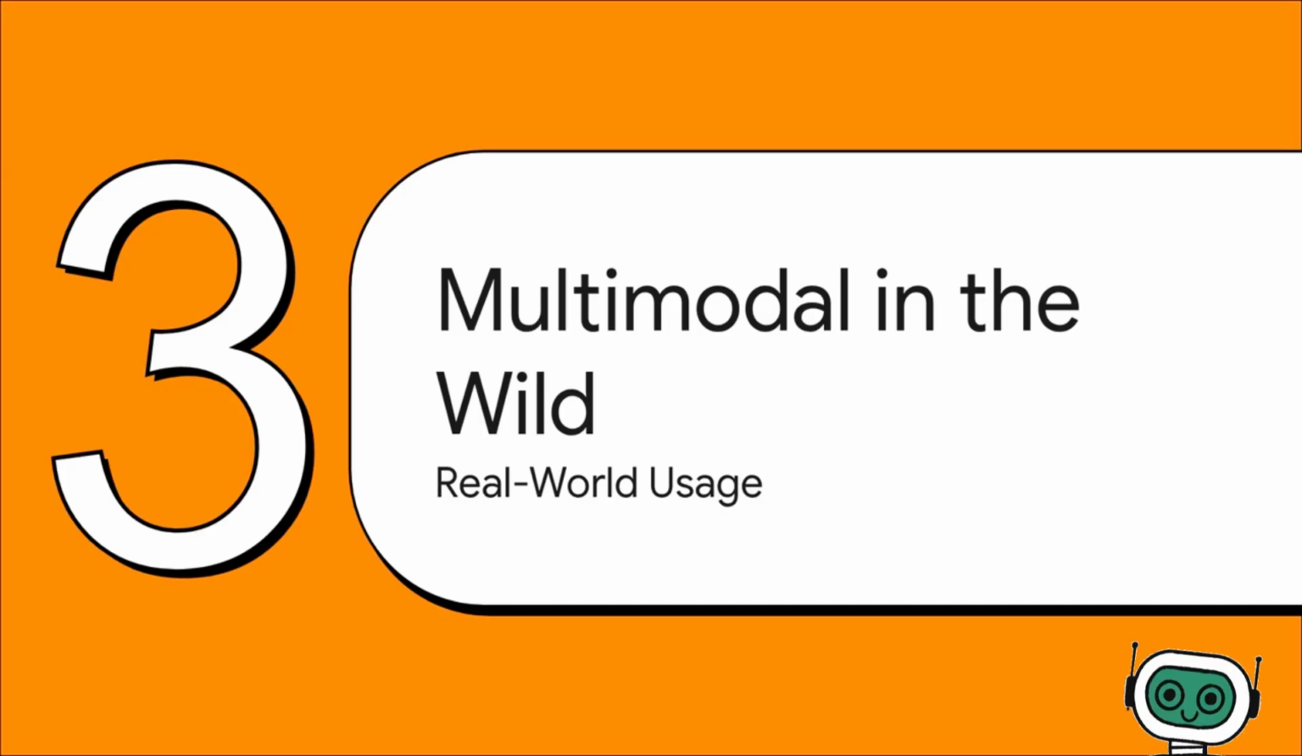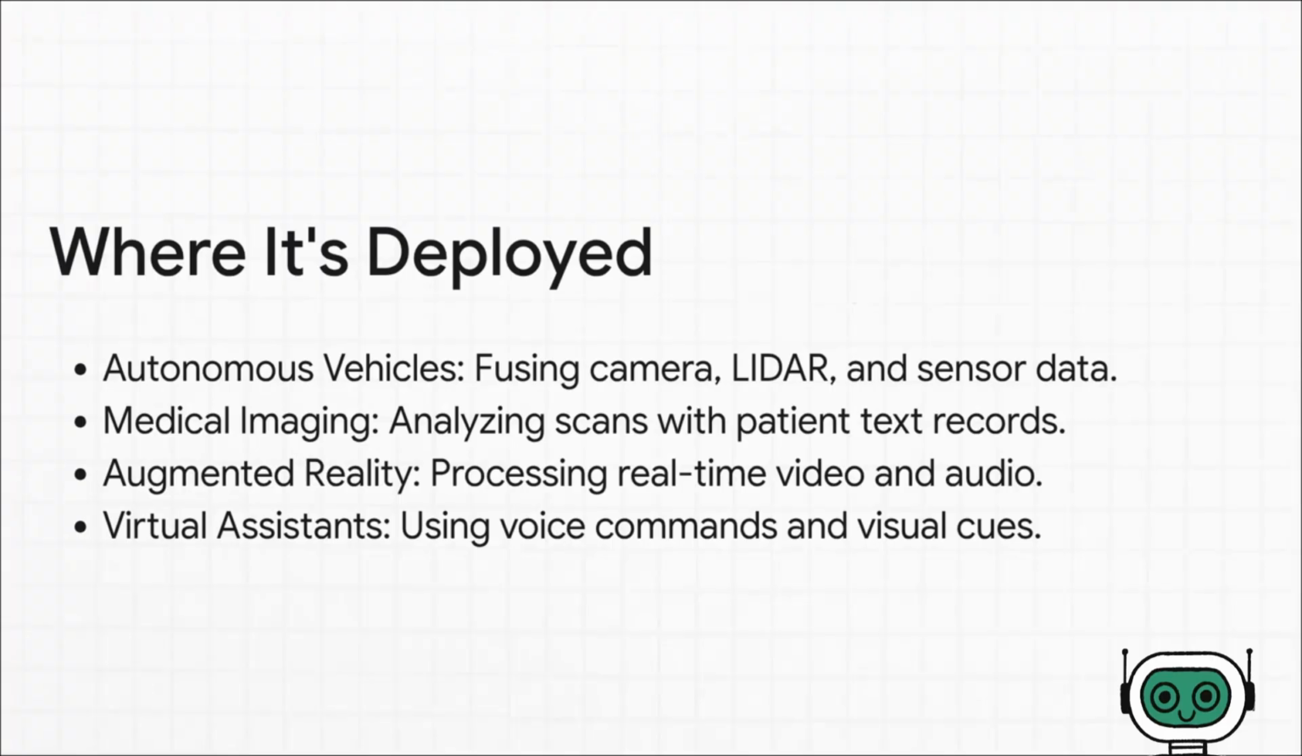And look, this isn't just some abstract idea from a research paper. Multimodal AI is already out there, running in systems you probably interact with, especially in places where relying on just one stream of data would be, well, pretty risky. Think about an autonomous vehicle, for instance. It can't just rely on its cameras. That would be a disaster. It has to fuse that visual data with information from LiDAR, radar, all kinds of sensors, all in real time just to make a safe decision.